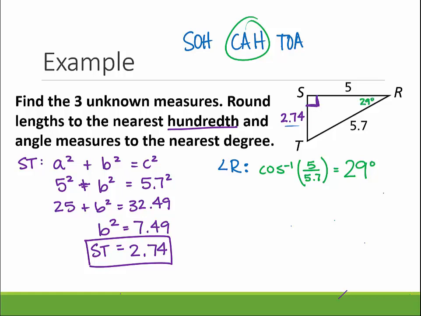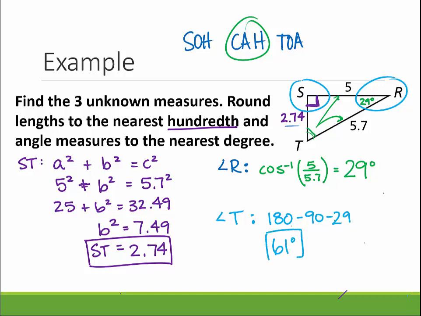Now you could go through with angle T and do the same thing, use opposite over hypotenuse and use the sine, or think back to what we know about triangles. They have to add up to 180 degrees. So if I have 2 angles, like I do here, angle T is just going to be 180 minus the 90, because that's what angle S is, minus the 29 that we just found, and you end up with 61 degrees. So now we know absolutely everything about this triangle here.